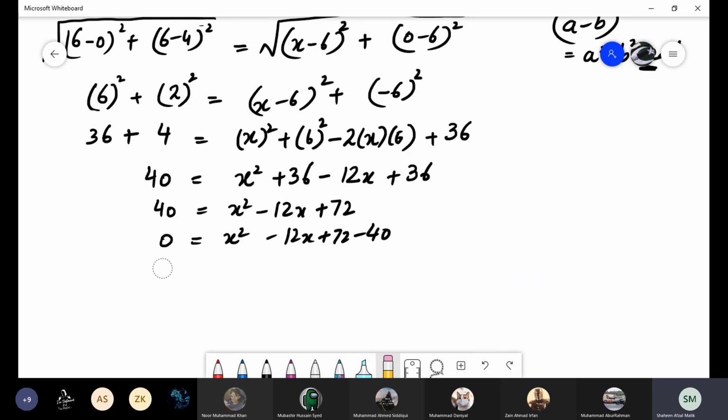Now we can arrange it. We can write it as x square minus 12x. 0 is equal to... just wait. I moved the 40 to the other side, that's why in place of 40 I write 0. Then x square minus 12x, and when you are subtracting, it will be 32, equal to 0. We can write this in this form also.